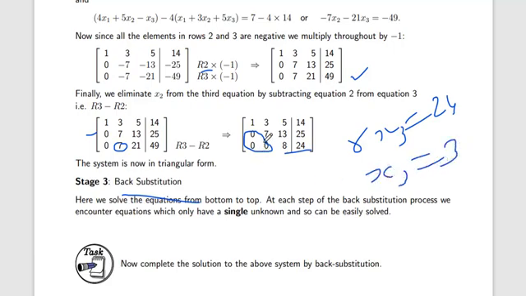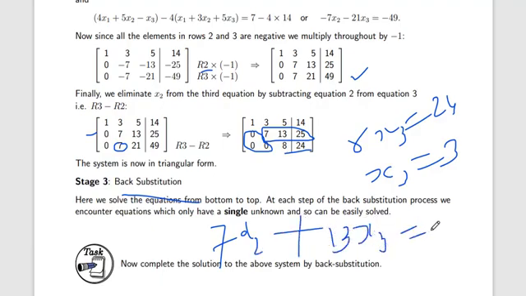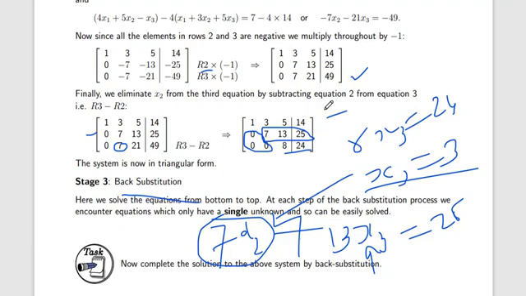Now take the second row. What will the second row become? 7x2 plus 13x3 is equal to 25. We already have the value of x3. Put it in this equation and we get the answer for x2. Now we have two values. We put these in the first row, first equation, so we get x1. So now we have solved the linear equation.